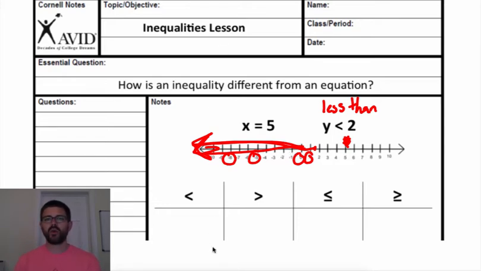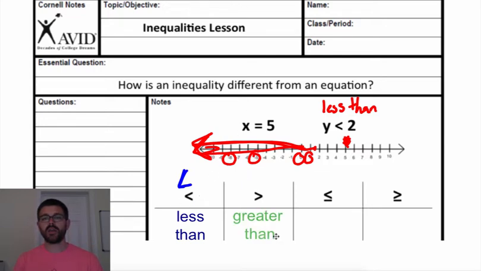All right, real quick. You've seen these before. Sometimes in elementary school, we think of them like the alligator ate the bigger number. But these are inequality symbols. The first two are less than, and people sometimes remember less than by thinking of the letter L. It opens up going to the right, so it is less than. The other one is greater than.